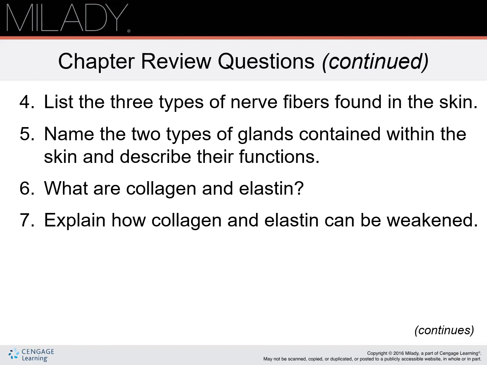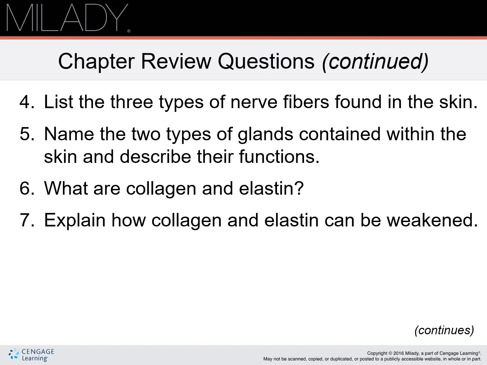Name the 2 types of glands contained within the skin and describe their functions. That's your sudoriferous glands, which are your sweat glands. They secrete sweat from the skin, regulate your body temperature, and help eliminate waste products from the body. Your sebaceous glands are your oil glands, which secrete sebum, a fatty or oily secretion that lubricates the skin and preserves the softness of hair.